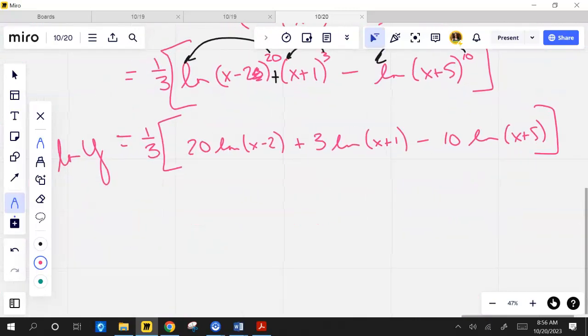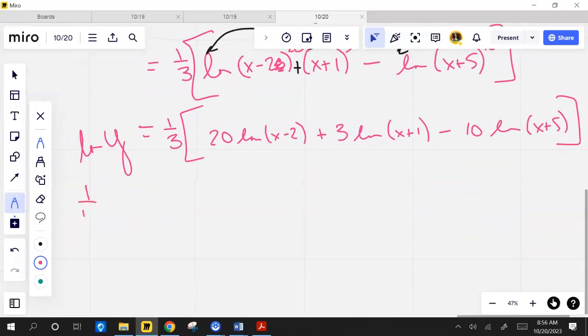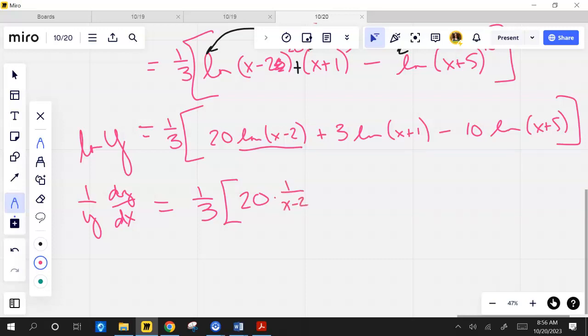Okay, so on the left side, I've got 1 over y dy dx. Now we're back to where I want to be. Equals. How am I going to take the derivative of all of this? But remember the coefficients in front just stay out front. So I'm going to do 1/3 and 20. Well, what's the derivative of the log of x minus 2? 1 over x minus 2. Plus, what's the derivative of this one?